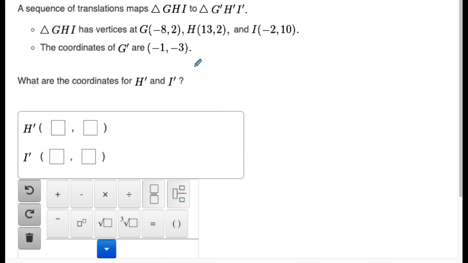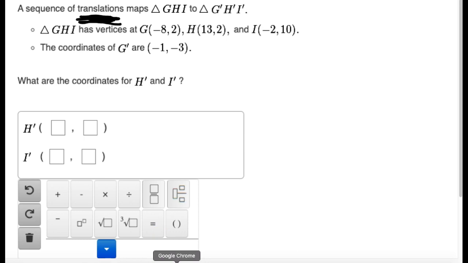All right, now this next one is an actual question from the AIR test. It says a sequence of translations maps triangle GHI to G prime, H prime, I prime. They give us all three vertices of our original triangle, the point for G, the point for H, and the point for I. And then they give us the new coordinates of G. Now notice this says that we are just translating. We're just sliding the points. So from that information, we want to find our new H and our new I.